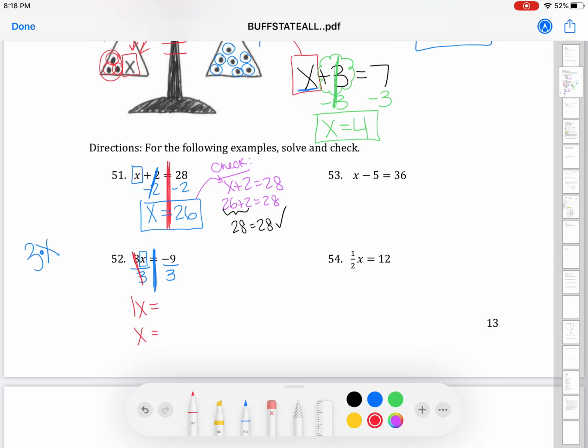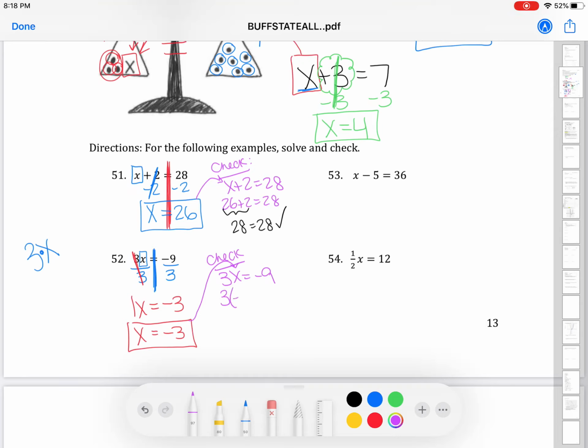So that's why they technically cancel, even though they don't cancel, they just cancel out to be a 1, and that 1 is invisible. It can be invisible. Okay, and then negative 9 divided by 3 is a negative 3. So that just means that x is equal to negative 3.